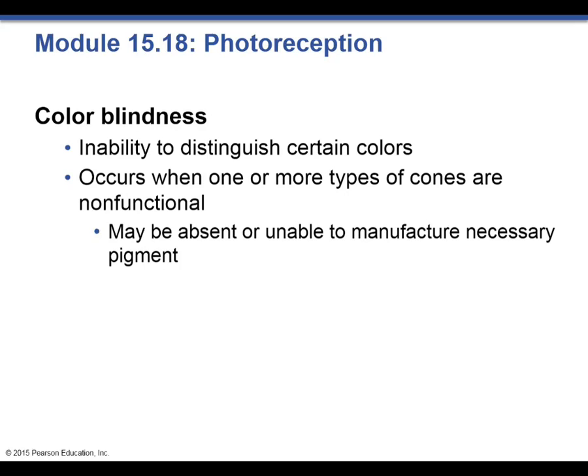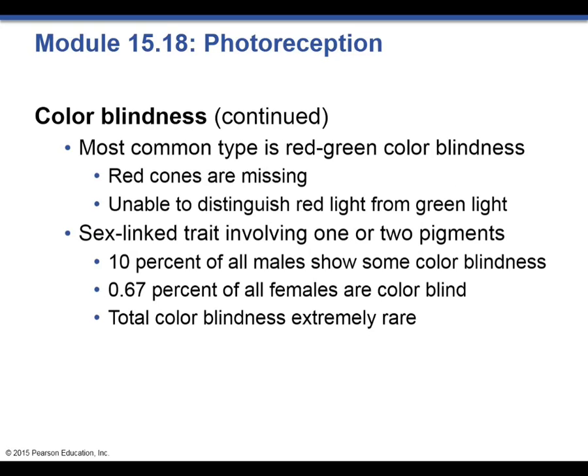So, as I mentioned, some people have an inability to see color because they are deficient in one or more of the different cones. This is very genetic. The most common is red-green color blindness. The red cones are missing. So they have a difficult time telling red from green.